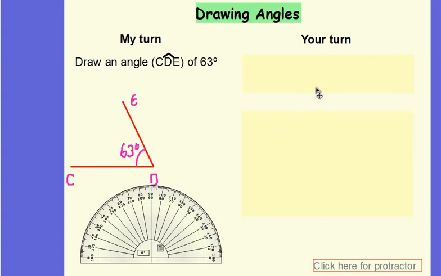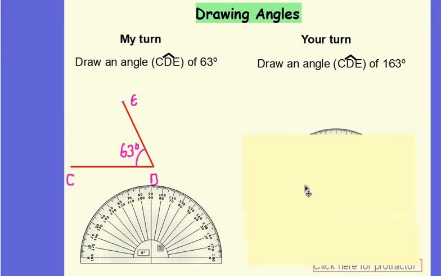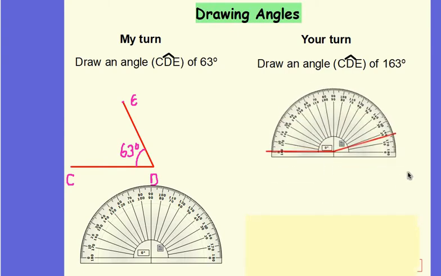In your dark blue books, can you, using your protractor, draw an angle CDE of 163 degrees? Pause the video for a couple of minutes and do that now, please. And hopefully your answer will look similar to this. I've got points C, D and E. I've drawn a straight line, lined up my protractor, found out where 163 degrees is and marked that as point E and connected them up.